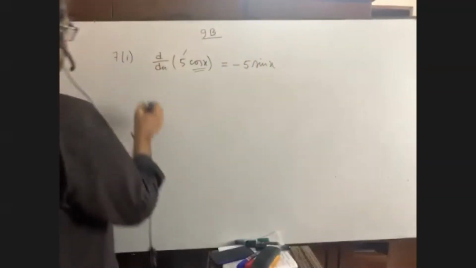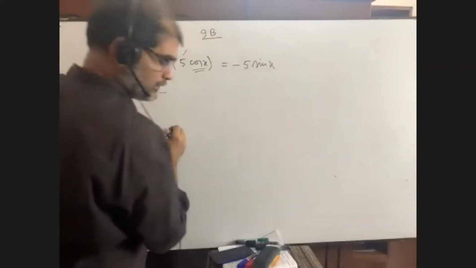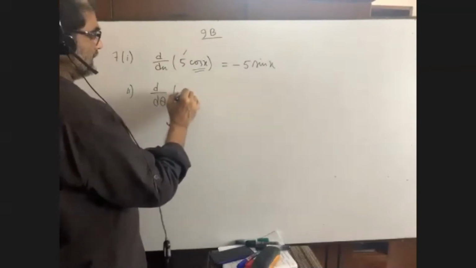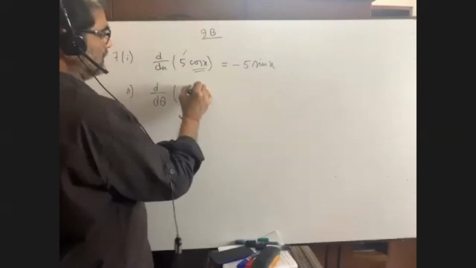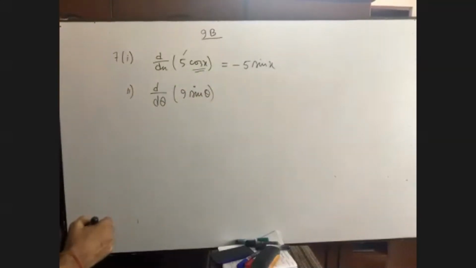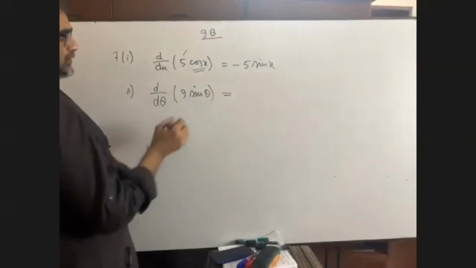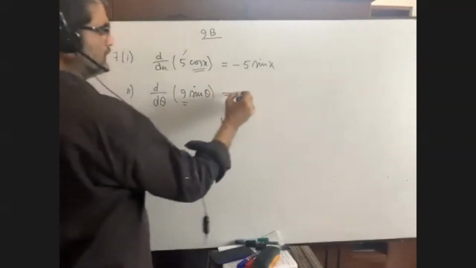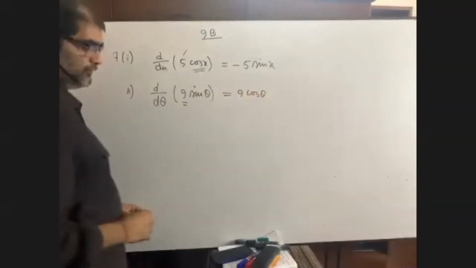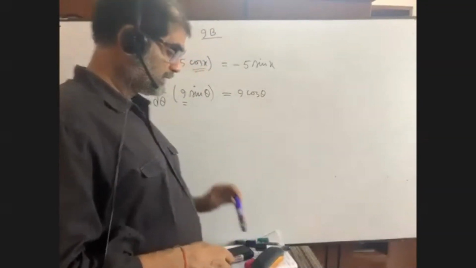Number 2, d by d theta of 9 sin theta. What would be our answer? 9 cos theta. We should not do anything to the 9. It is sin theta, so it will be cosine theta. So, okay, that's good.